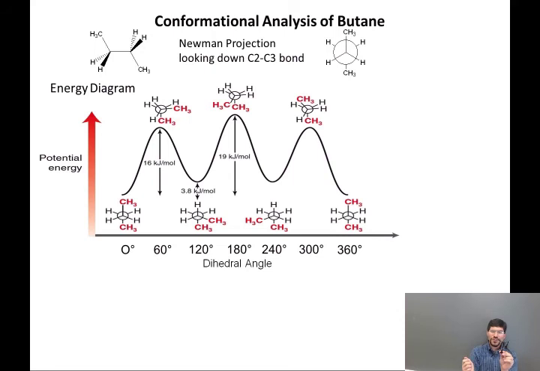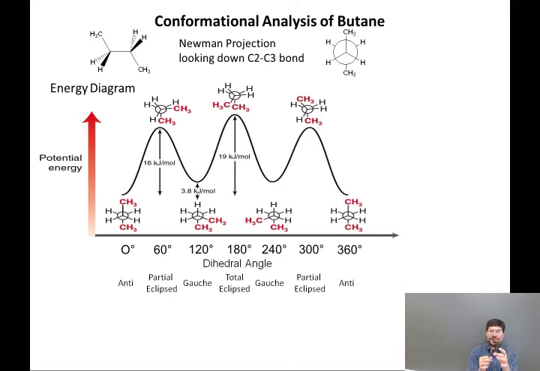Okay, 240 degrees gives us another staggered conformation that looks like the mirror image of the 120 degree conformation. 300 degrees gives us another eclipsed conformation that's the mirror image of the 60 degree conformation. And finally, 360 degrees takes us right back where we started from. So we fundamentally have 2 different kinds of staggered conformations and 2 different kinds of eclipsed conformations. And so that we're all on the same page, I'd like to introduce some terminology that we use for each of these conformations.